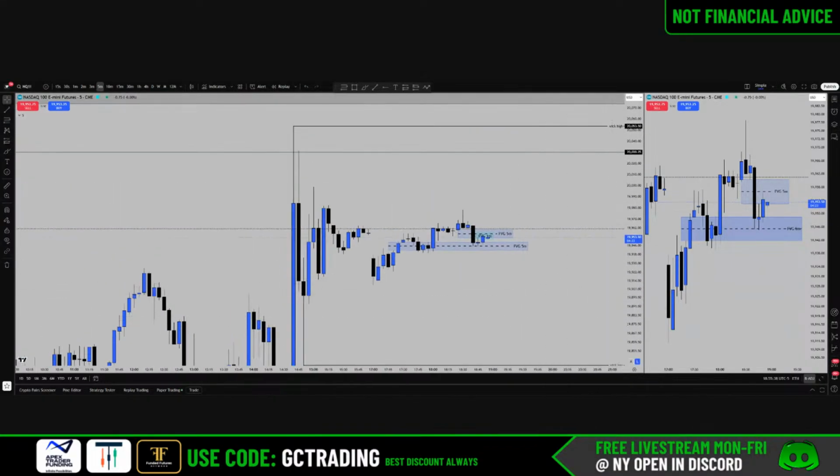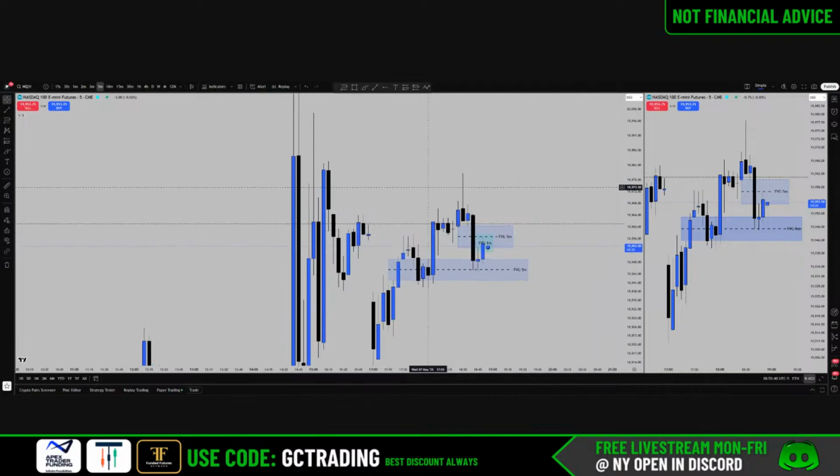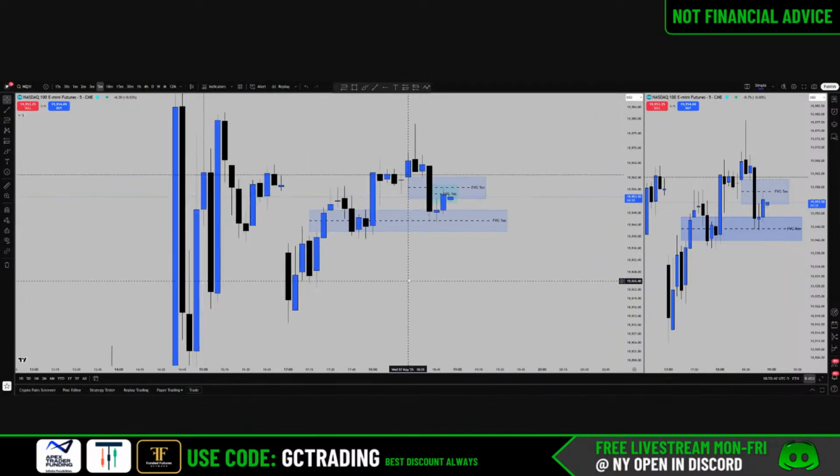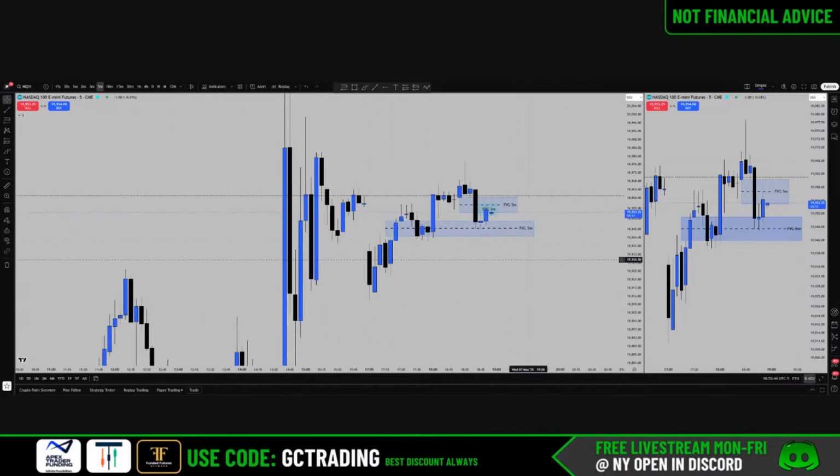But I need to see some momentum. I need to see something to get into a trade. Right now, we're not seeing any real type of momentum. So that's the number one thing. Just gotta wait for that.